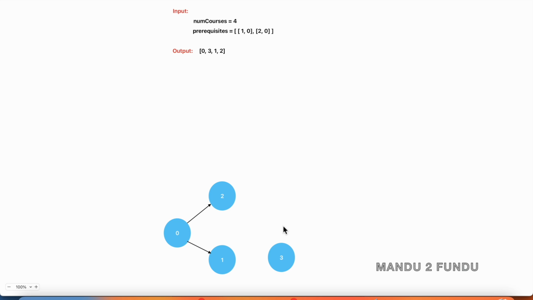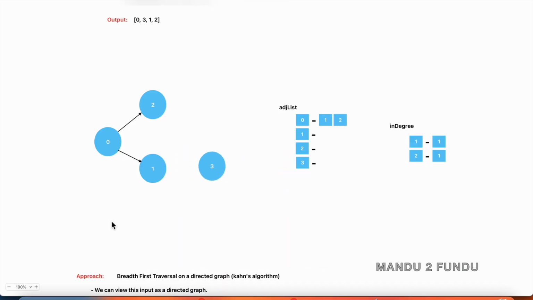So we can use Kahn's algorithm. First we have to build the adjacency list for this graph, and then we have to compute the in-degree of each vertex in the graph. So first, for the vertex 0, the neighbors are 1 and 2. So it has 1, 2. And for the vertex 1, there are no neighbors, so it is empty. For vertex 2, there is no neighbor, so it is empty. For vertex 3, there is no neighbor, it is empty.